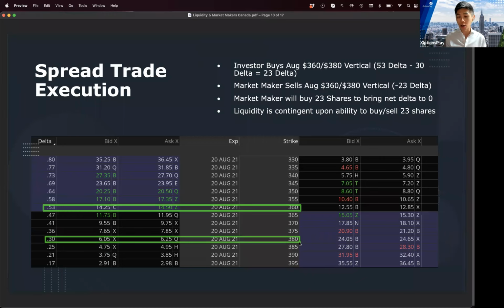So when you buy that call spread, the effective net position that you have on the stock is equivalent of being long 23 shares. And a market maker who sells this call spread to you is effectively short 23 shares. Now, the market maker, in order to execute this trade for you and then offset their risk immediately after executing their trade for you, only has to buy 23 shares to bring their net delta to 0. So their risk is effectively net 0 after they buy the 23 shares and they've sold you the contract.